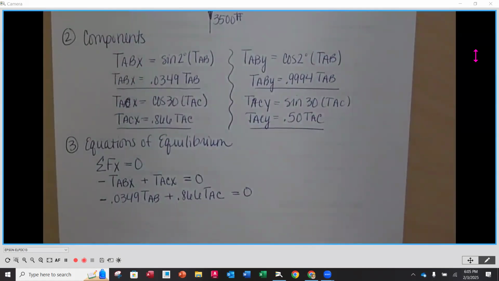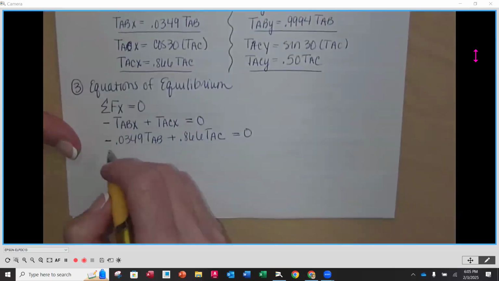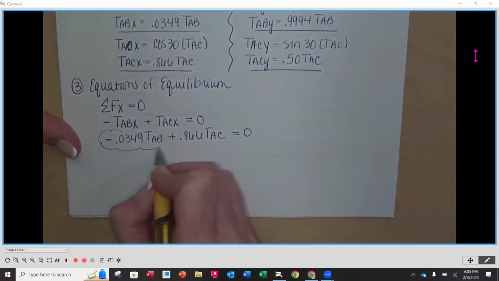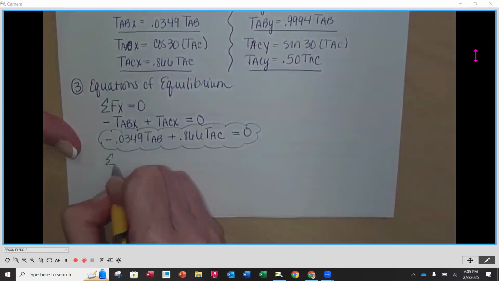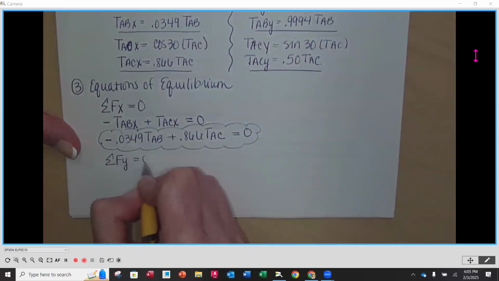Now, this is as far as we can go. We've got one equation with 2 unknowns. We can't solve for this, right? So what we're going to do is try our other equation of equilibrium, which is going to be summing the forces in the y direction equal to 0. So just below here, I'm just going to put a little cloud around here. We're going to come back to this, all right? The next step is we're going to sum our forces in the y direction equal to 0.